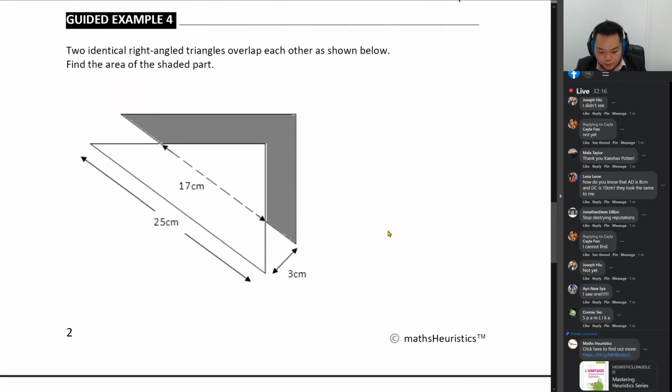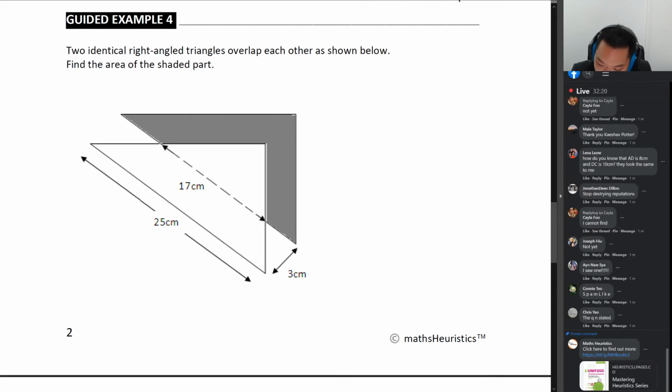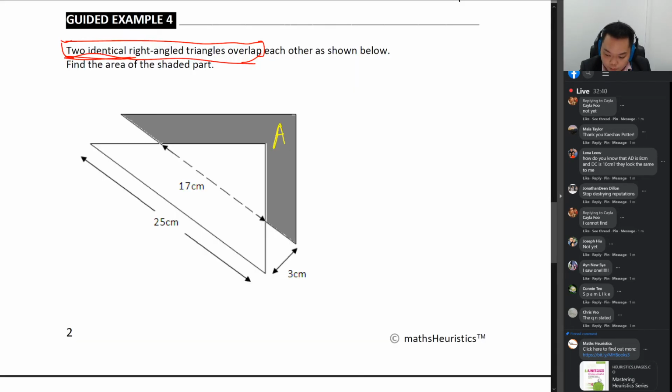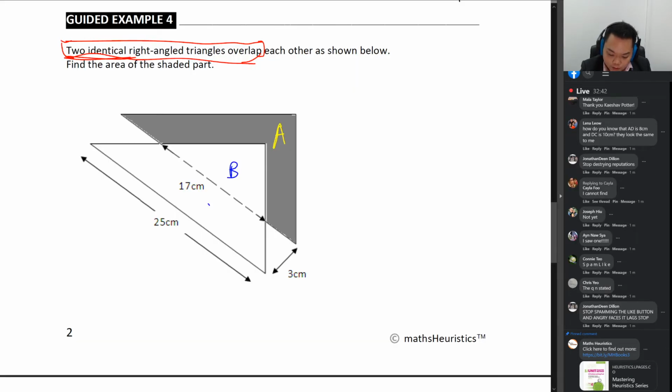Alright, so anyway, number 4. Maybe you want to attempt this for yourself first. The idea is similar. It's just that it's applied a bit differently. Keyword here: two identical right-angled triangles overlap each other as shown below. So you want to call this section A, this section B, and this section C.